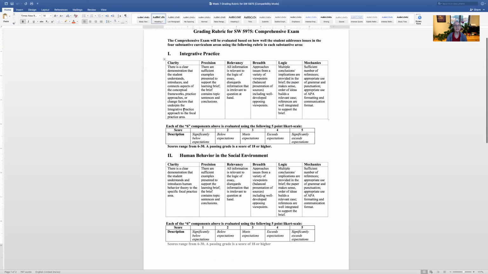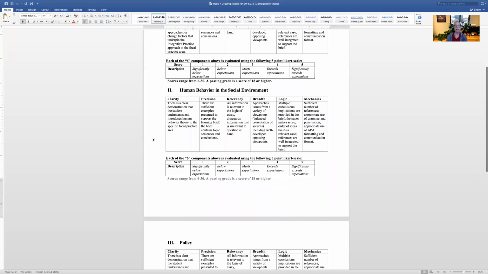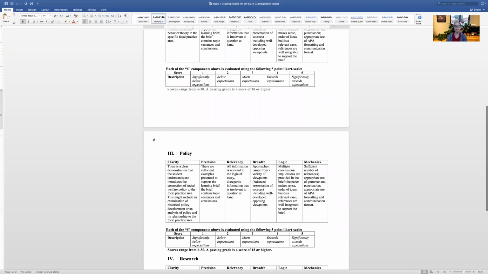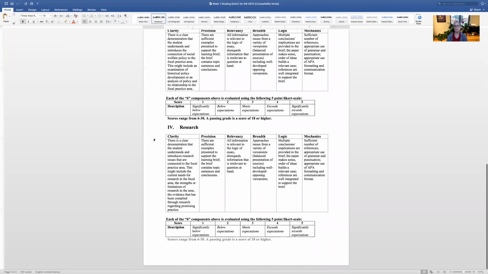So there are specific grading rubrics. These are pretty much the same, except for clarity, which is going to be specific to your topic, each in human behavior and policy and research as well. And I have this rubric out when I'm scoring your exam.